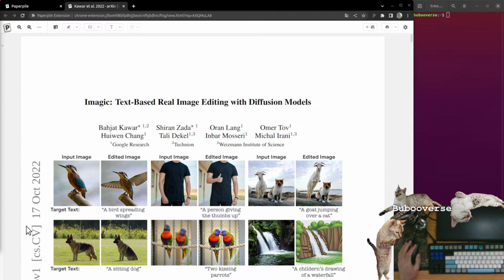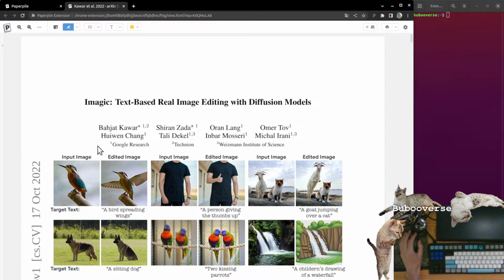All right, let's go ahead and get started. Today we're going to be looking at a paper called Imagic, text-based real image editing with diffusion models. This is a paper that comes out of Google Research.